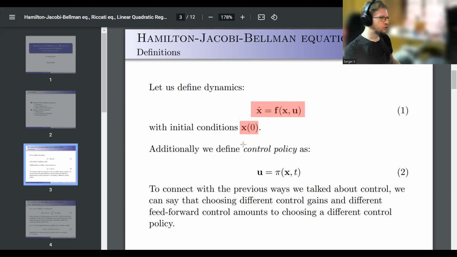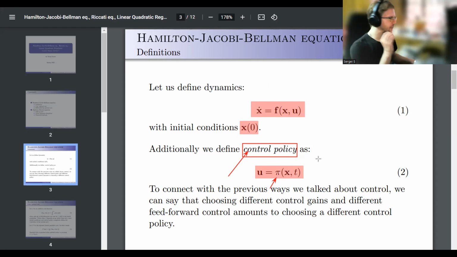Now we will define control policy as u equals pi of x and t. Here we suddenly introduce two things. First is a new term, control policy. Another one is a new letter, pi. The reason is just to avoid some confusion. I can say u equals u of x and t. That is a typical abuse of notation that we use in math.